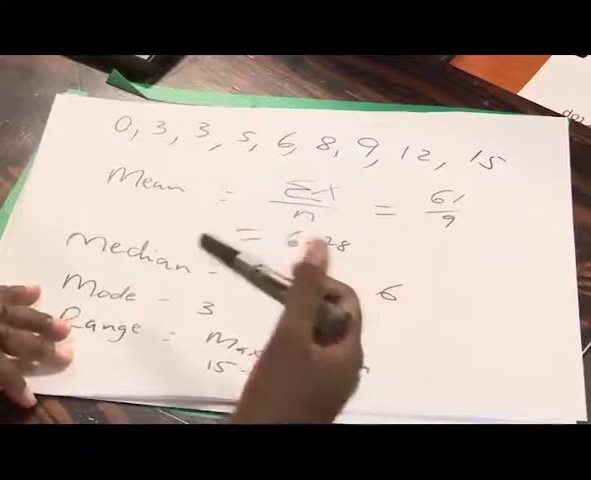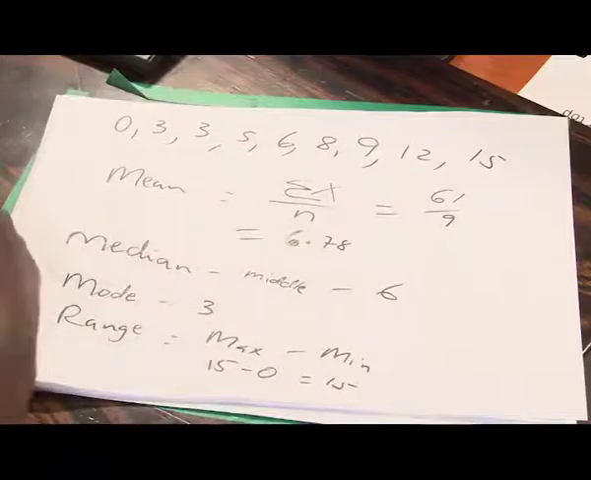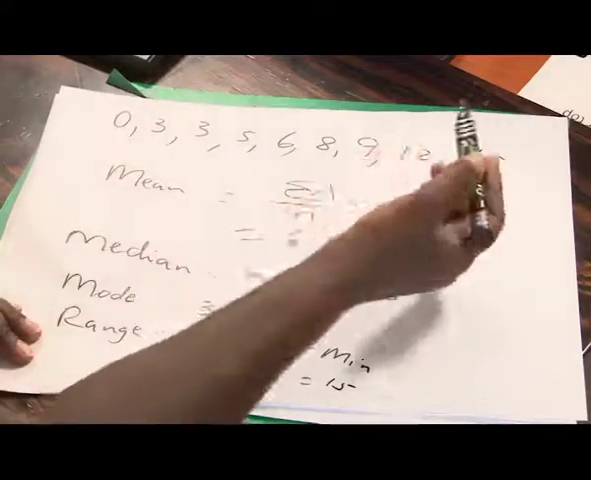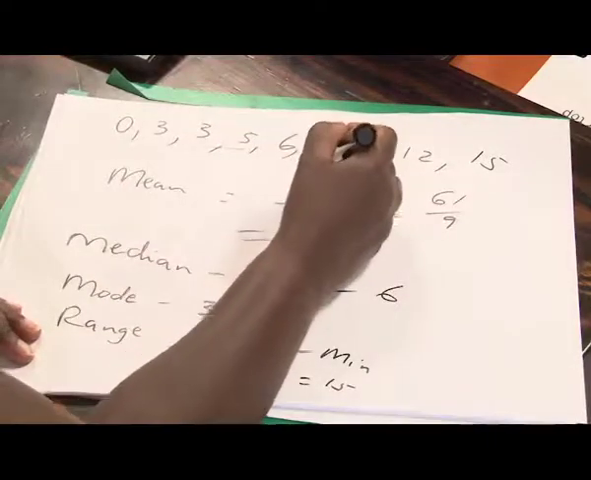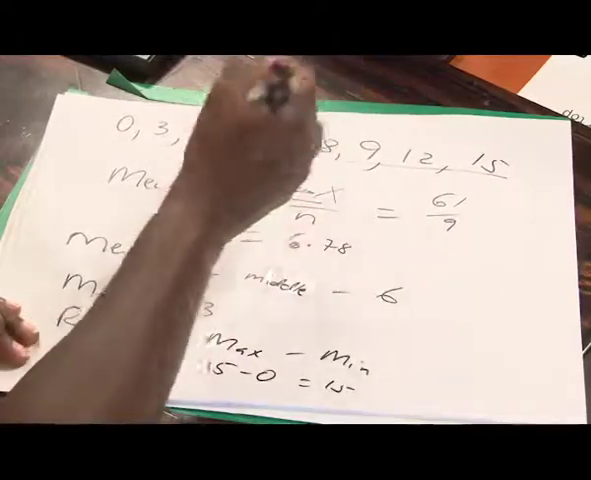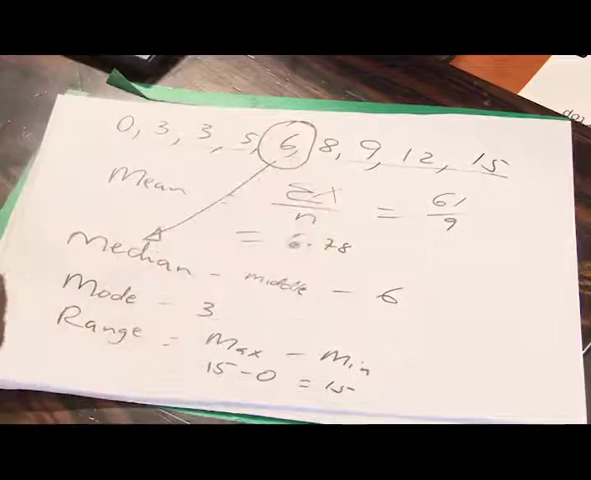And if we go to the median, it is the number that is in the middle. So we have here 9 numbers. If we count, there are 9. On this side I have 4, and on this side I have 4. That's 8. And in the middle here I have 6, and that is our median.